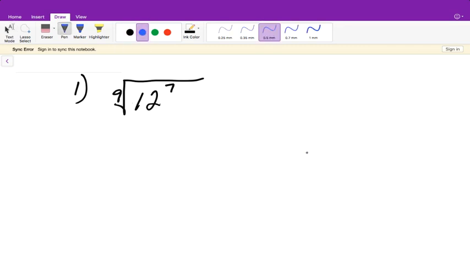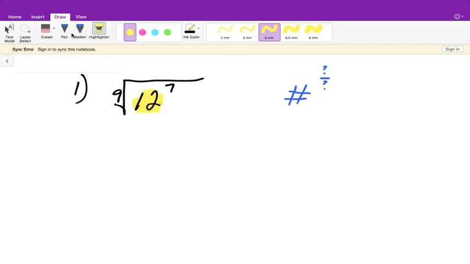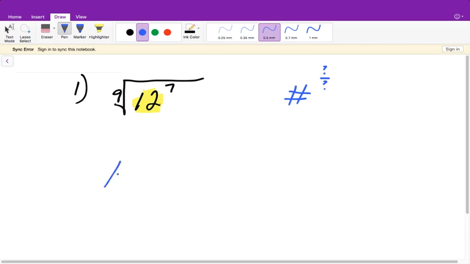So that means we need to rewrite it as a number raised to a fractional power. All right, so we're going to rewrite this as some number raised to a power. And remember, our radicand, the whole number on the inside of our radical, or whatever we're taking the root of, is our base of our index form. So that means this is going to be 12. And now we need to raise it to a power.